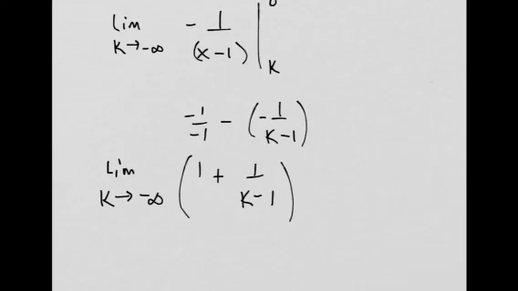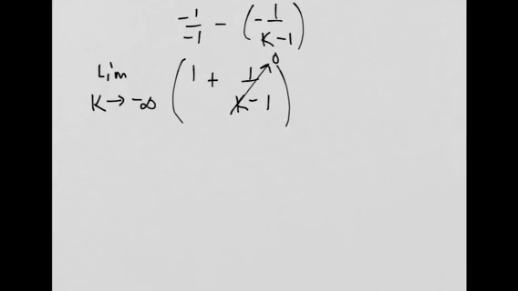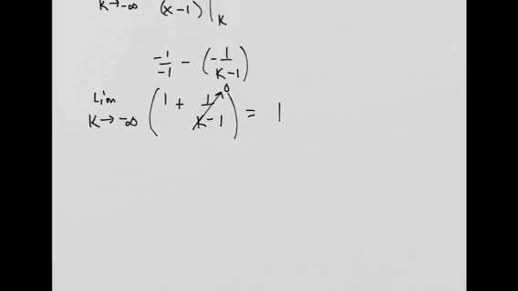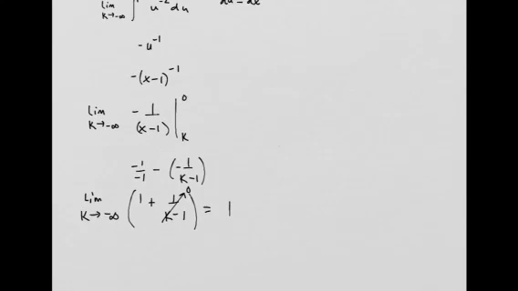So what do I have? This goes to negative infinity. If the bottom goes to infinity or negative infinity, and the top is staying the same, then the whole thing goes to 0. So this will go to 0, and I'm left with 1. So this is actually equal to 1. So your answer is exactly 1. And that's it. I just checked it also, and it's right.